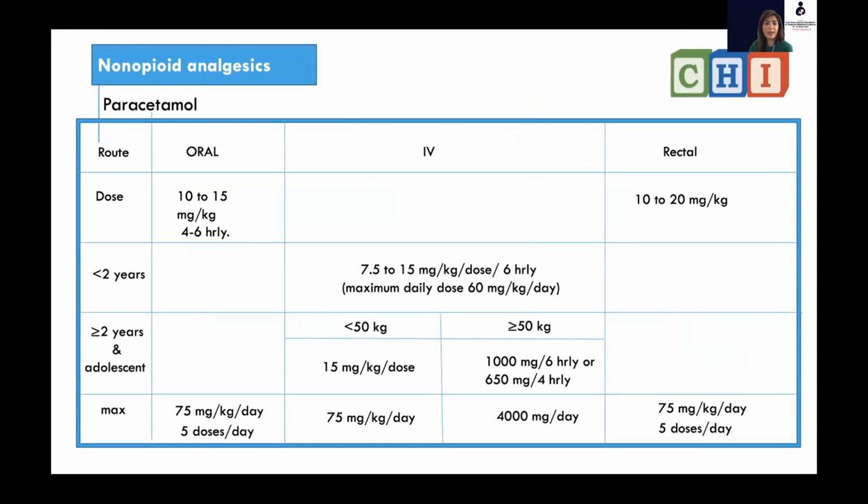Non-opioid analgesia, as paracetamol, comes in several forms: oral, IV, rectal. The dose is from 10 milligram to 15 milligram per kg every 4 to 6 hours. The maximum dose is 75 milligram per kg per day, 5 doses a day. There is a toxic level, so always go to your BNF and check your indications, contraindications, and proper doses, and avoid toxicity.